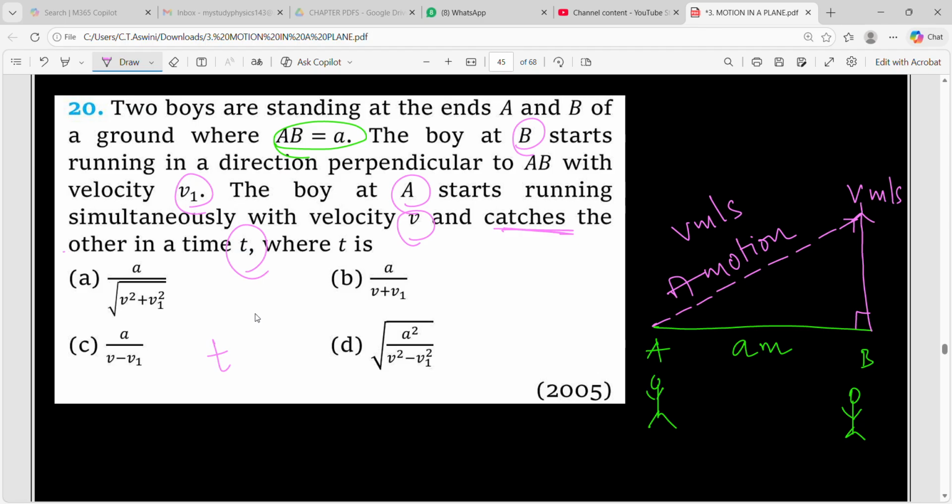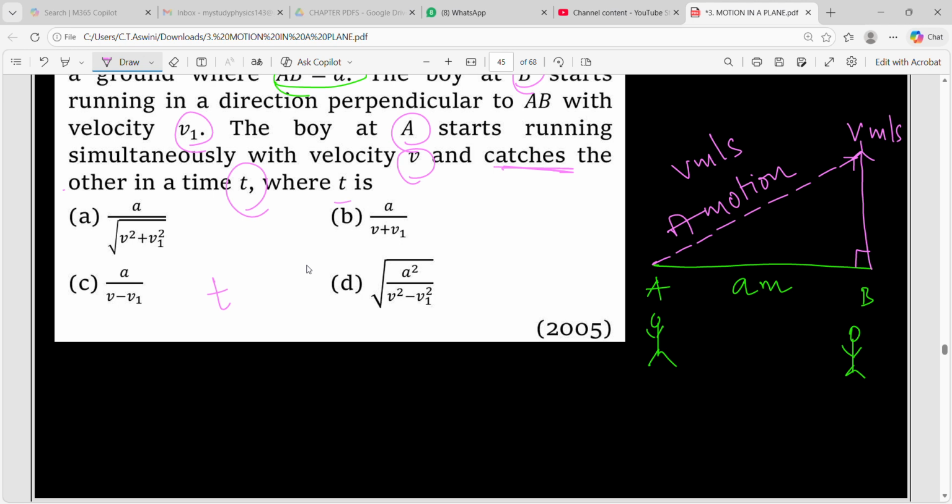Have you understood this? B was running perpendicularly. A also started running simultaneously, and A has to catch B in a time T. That means clearly understand here, in a time T, B was traveling with V1, A was traveling with V, and catching in the sense what? A should overtake B, isn't it? A speed has to be more, so definitely V is more than V1. Now, what is the question? We have to find the time T. They're asking the time. What is the formula for time? Time is nothing but distance upon speed, right?